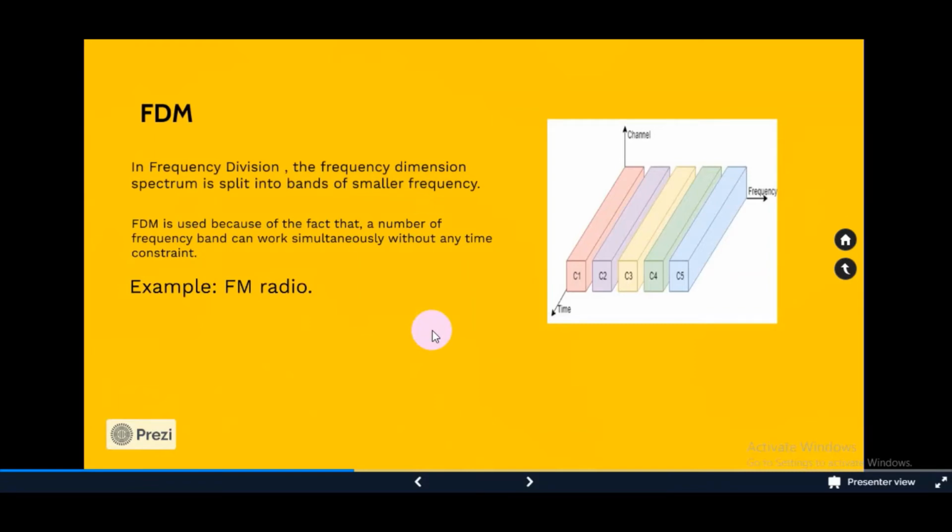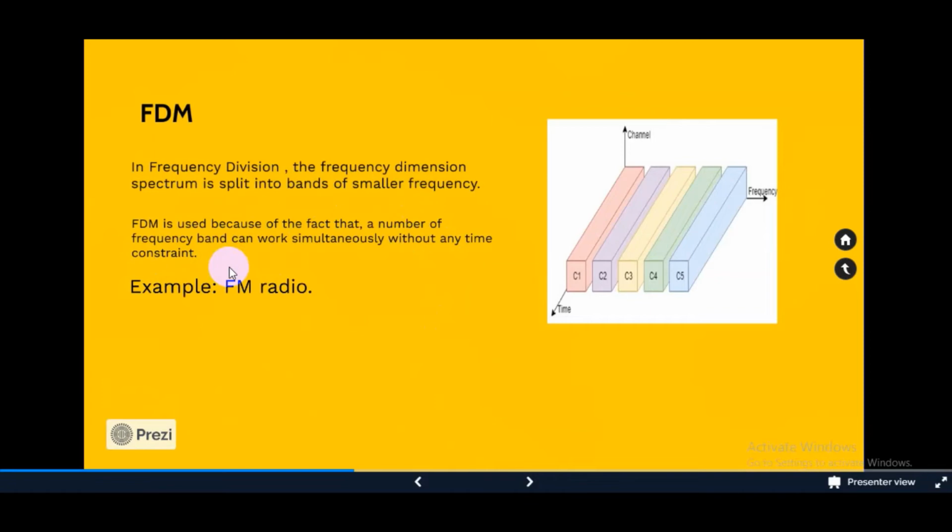of noise getting introduced. So you would not be getting pure, clear data, but data having some kind of noise. For that reason, we say exact tuning to that particular frequency. Now, multiple frequency bands can work simultaneously without any time constraint. That is what we are seeing in FM radio.